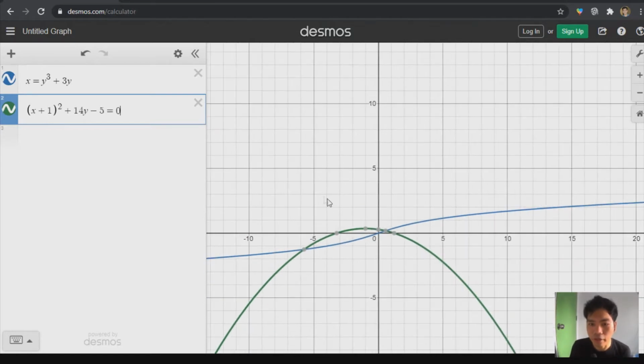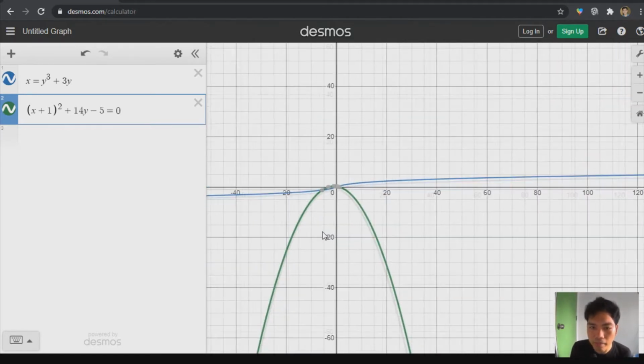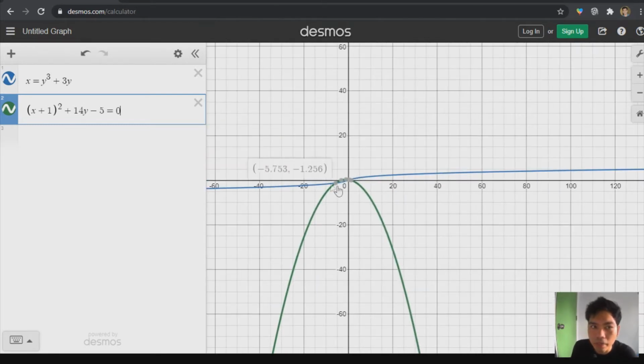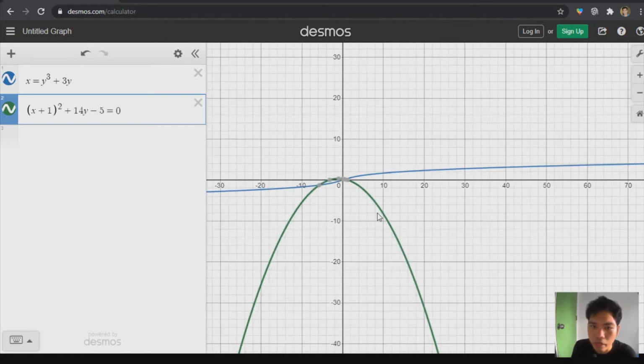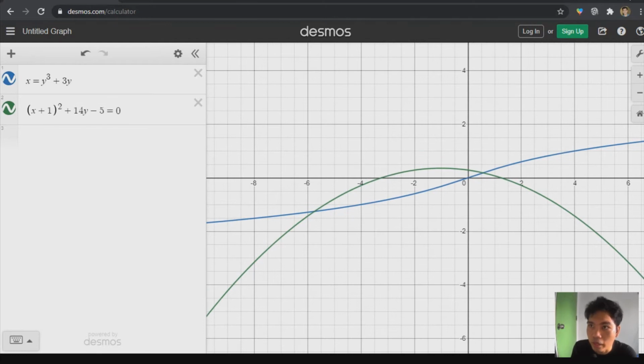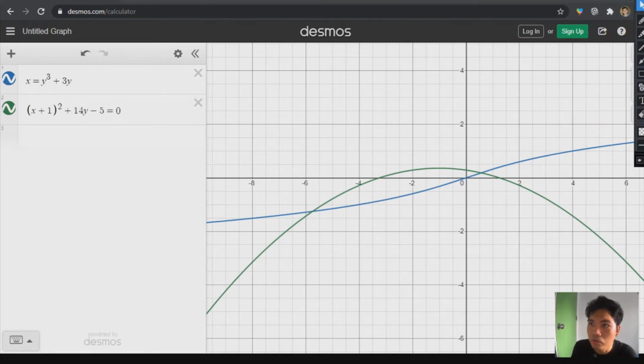Okay, so this is your graph. If you zoom out, it is a parabola that opens downward, and the other one is just y cubed plus 3y. So this is the equation, and this is our concern here: the area between these two curves. This is the area we need to find, since we said area bounded. You have two functions and you just have to make sure you're taking that area.